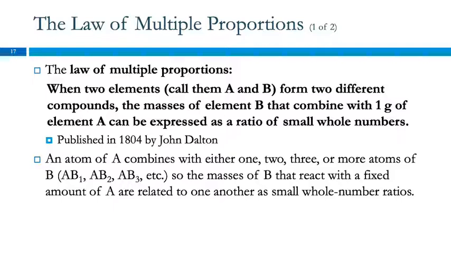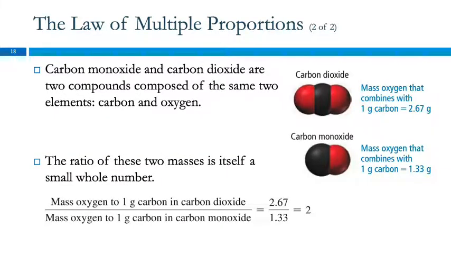And so if we take the ratio of the 2 ratios, we get a small whole number. So the masses of B that react with a certain amount of A are related to each other as small whole number ratios. So let's look at how that would work.